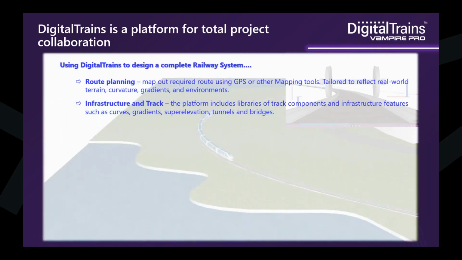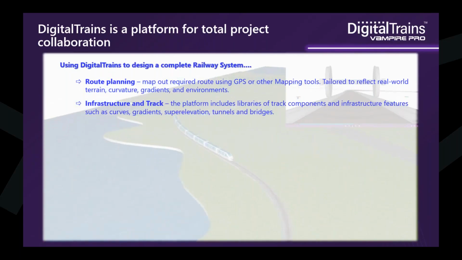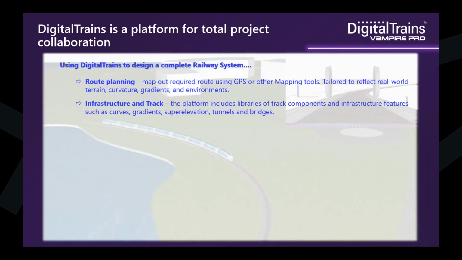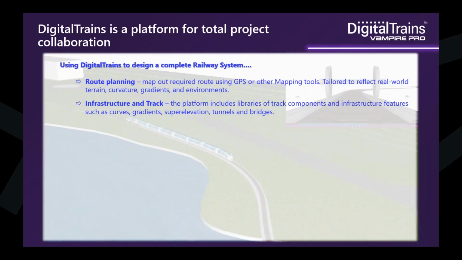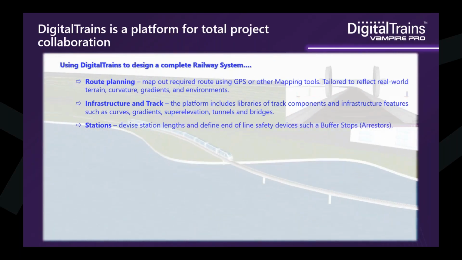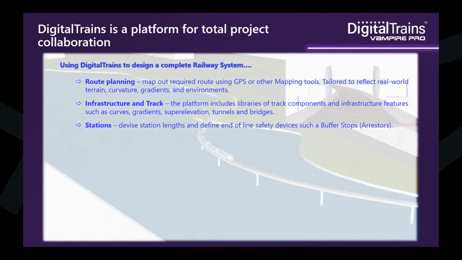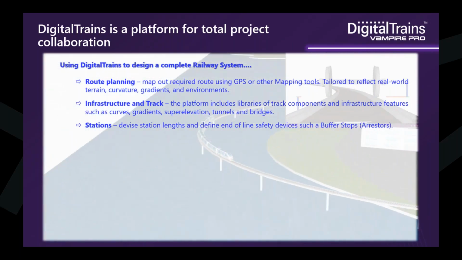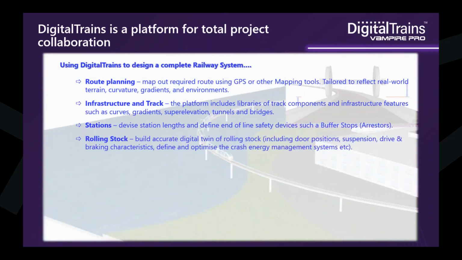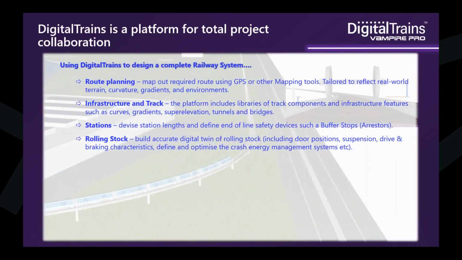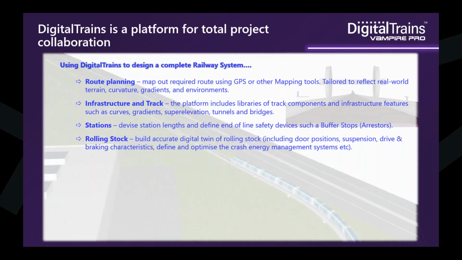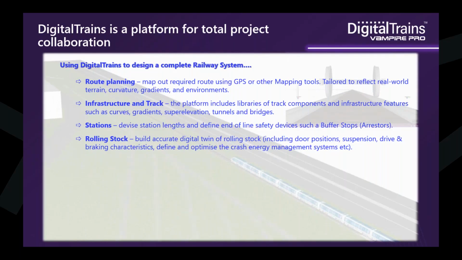Infrastructure and track, so digital trains includes tools and libraries to create track components and infrastructure features such as tunnels and bridges to aid the train running and gauging analysis. Actual stations, so we can devise stations and platform lengths required for a given rolling stock design. For the rolling stock itself, we have detailed libraries within digital trains that can be used to build accurate digital twins of any rolling stock, including suspension and crash energy management systems, which can be defined and optimized to maximize the performance.